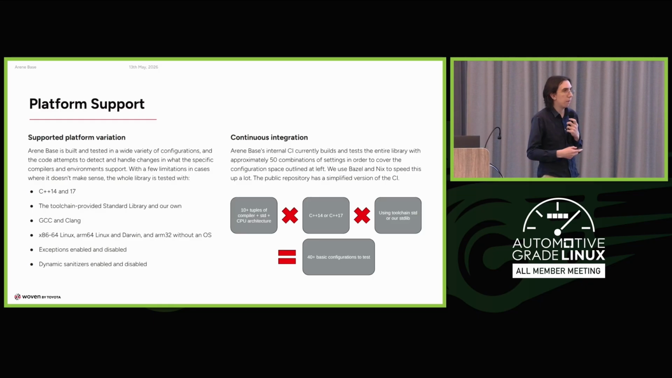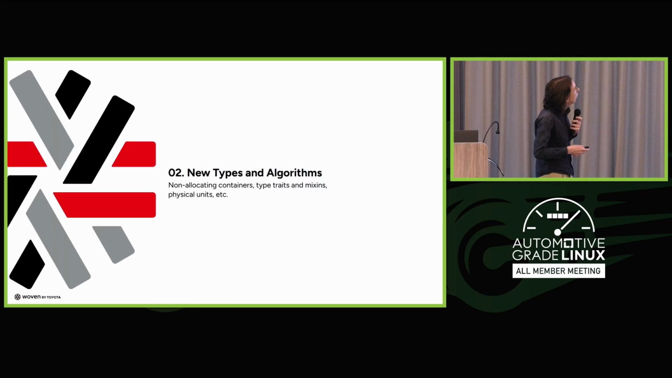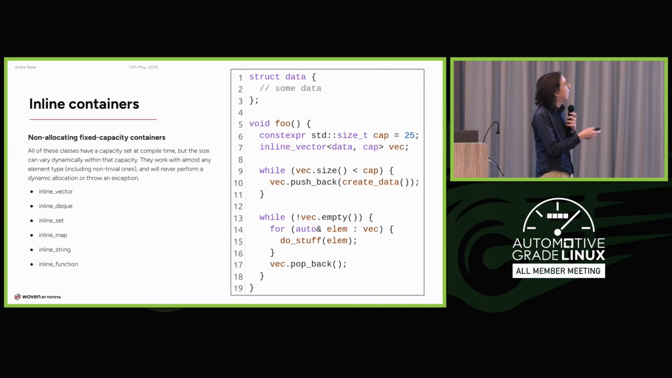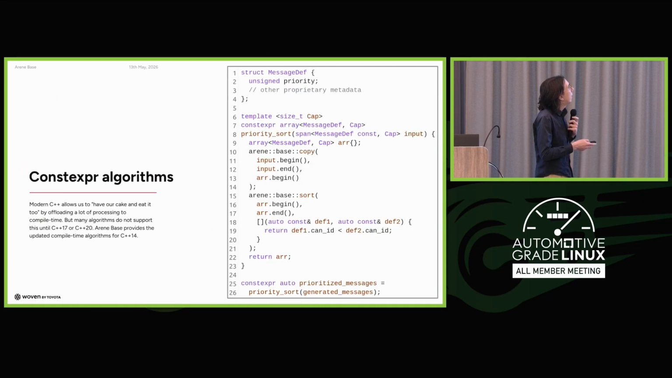If you have more flexibility, then probably you can just go and, for example, replace things like Arene Base copy and Arene Base sort with std copy, std sort. It's the same, except for extensions like inline vectors. Okay, thank you.